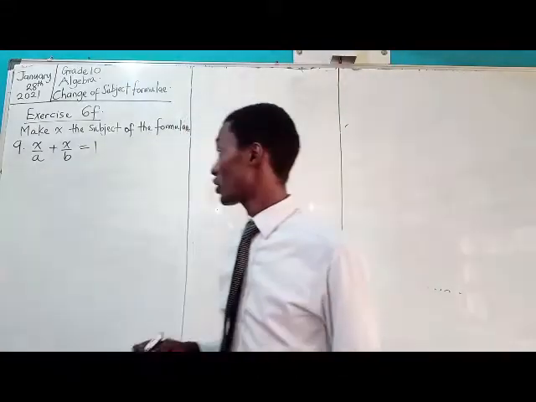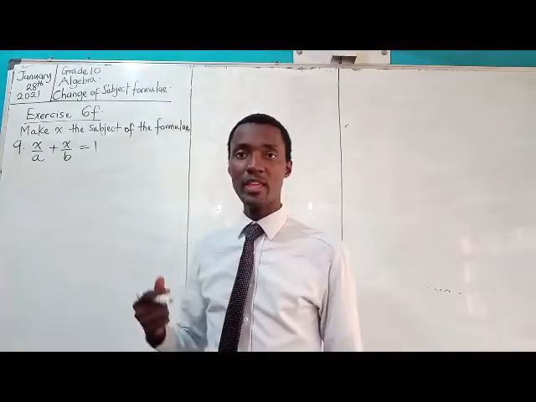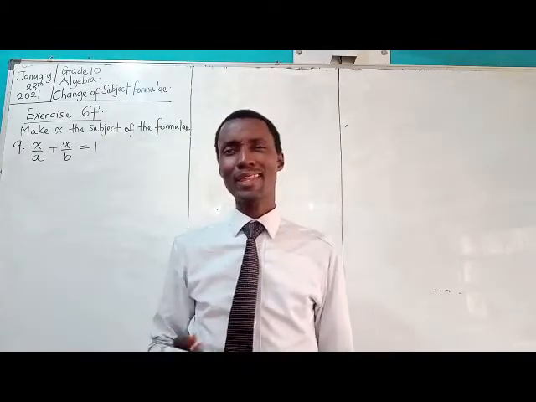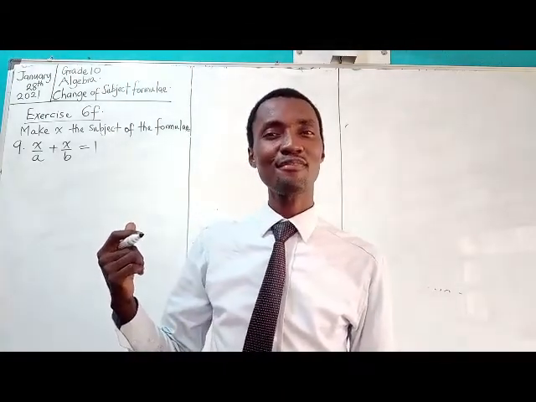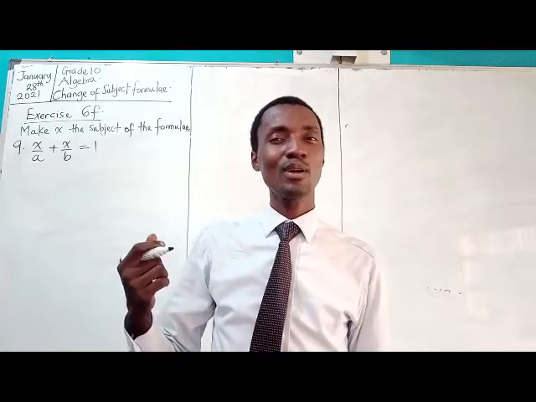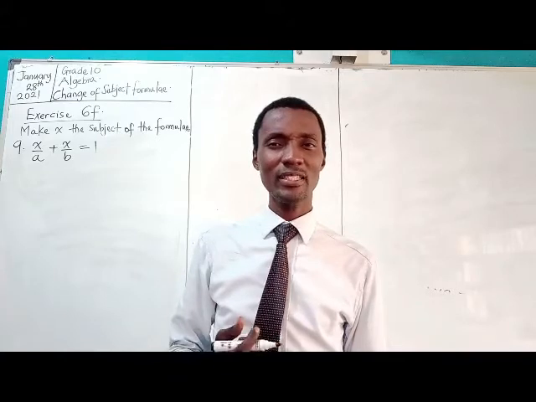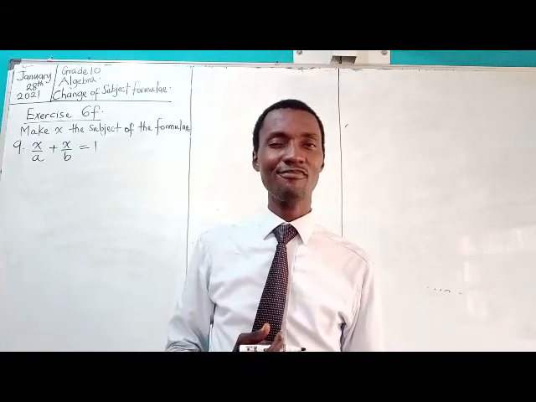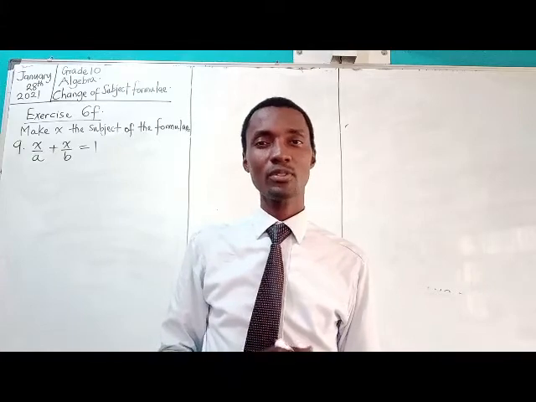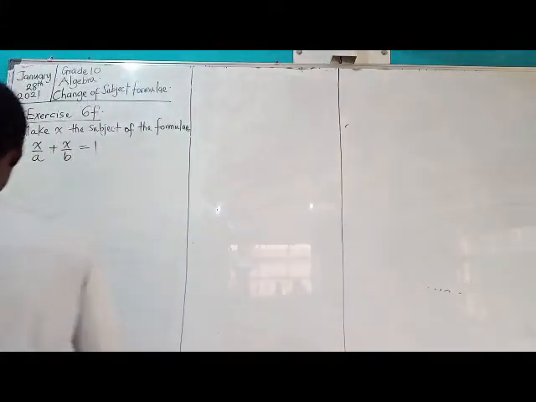Now, let's look at the question on the board. It says X over A plus X over B equal to 1. Now, this is another question where you have close to 2 or more methods of solving this. I think I'm forced to look at the methods. Okay, let's take the methods.